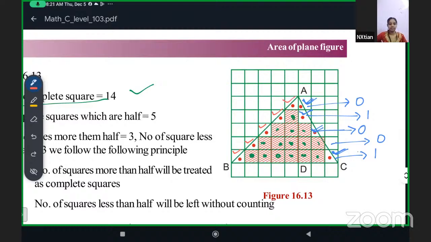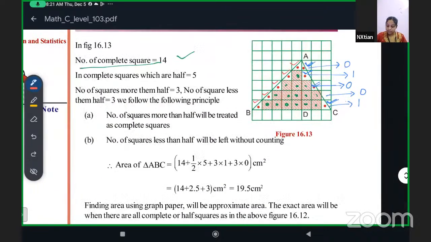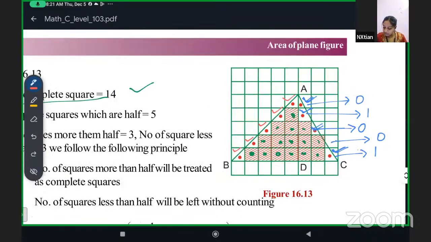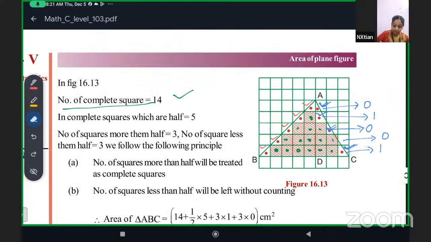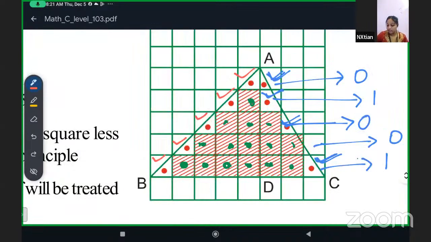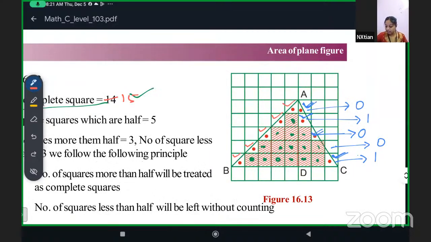Ma'am, there are 15 complete squares, not 14. There are 15. Let me see. 1, 2, 3, 4, 5, 6, 7, 8, 9, 10, 11, 12, 13, 14, 15. Yes, there are 15. I think there is a mistake here. I thought I must have made a mistake in counting.